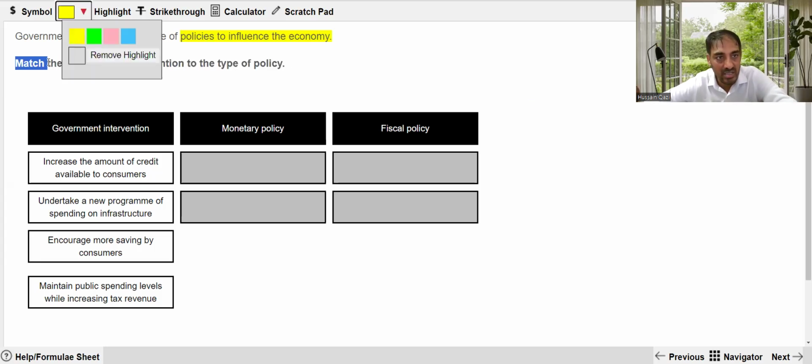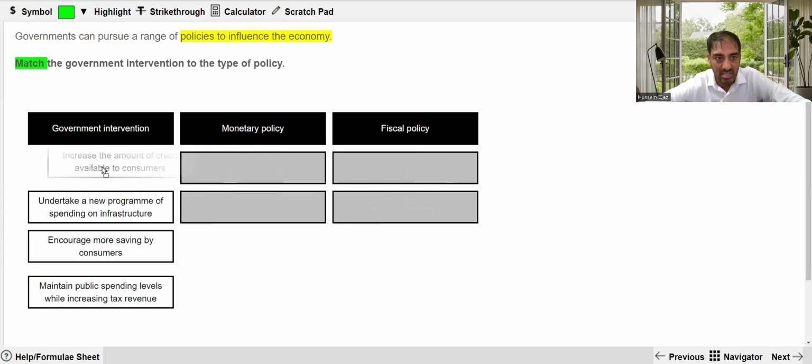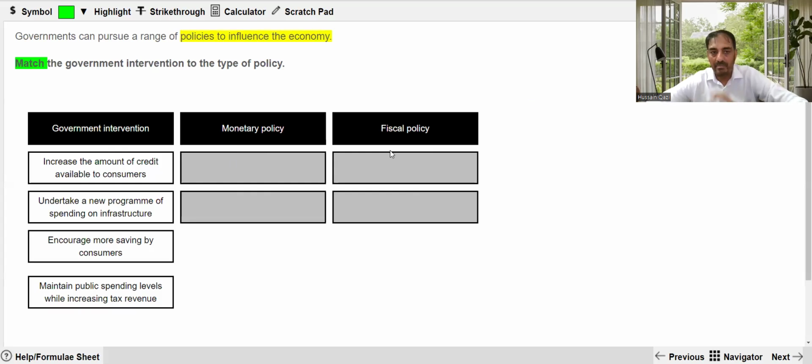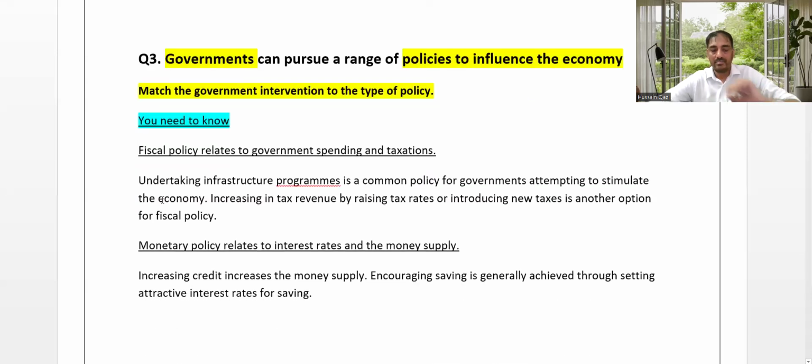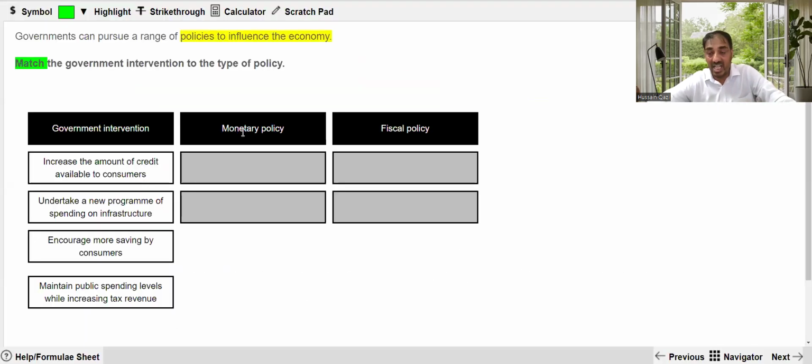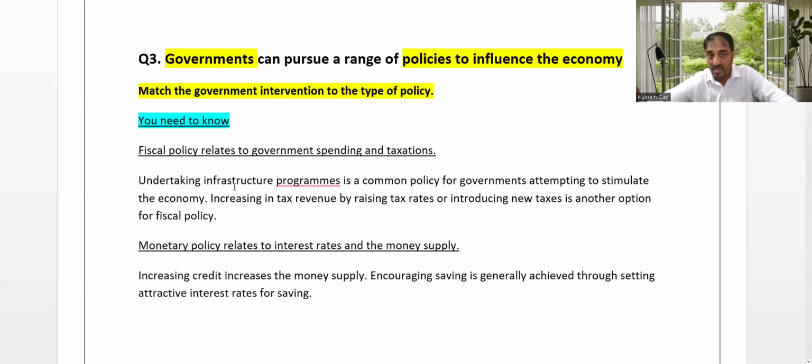Match. You need to match something like this. Government intervention, monetary and fiscal policy. Before attempting this question, you need to be aware of these points. Here the examiner asks about monetary policy and fiscal policy. So what is this about? Ask yourself, do you really know about fiscal and monetary policy?